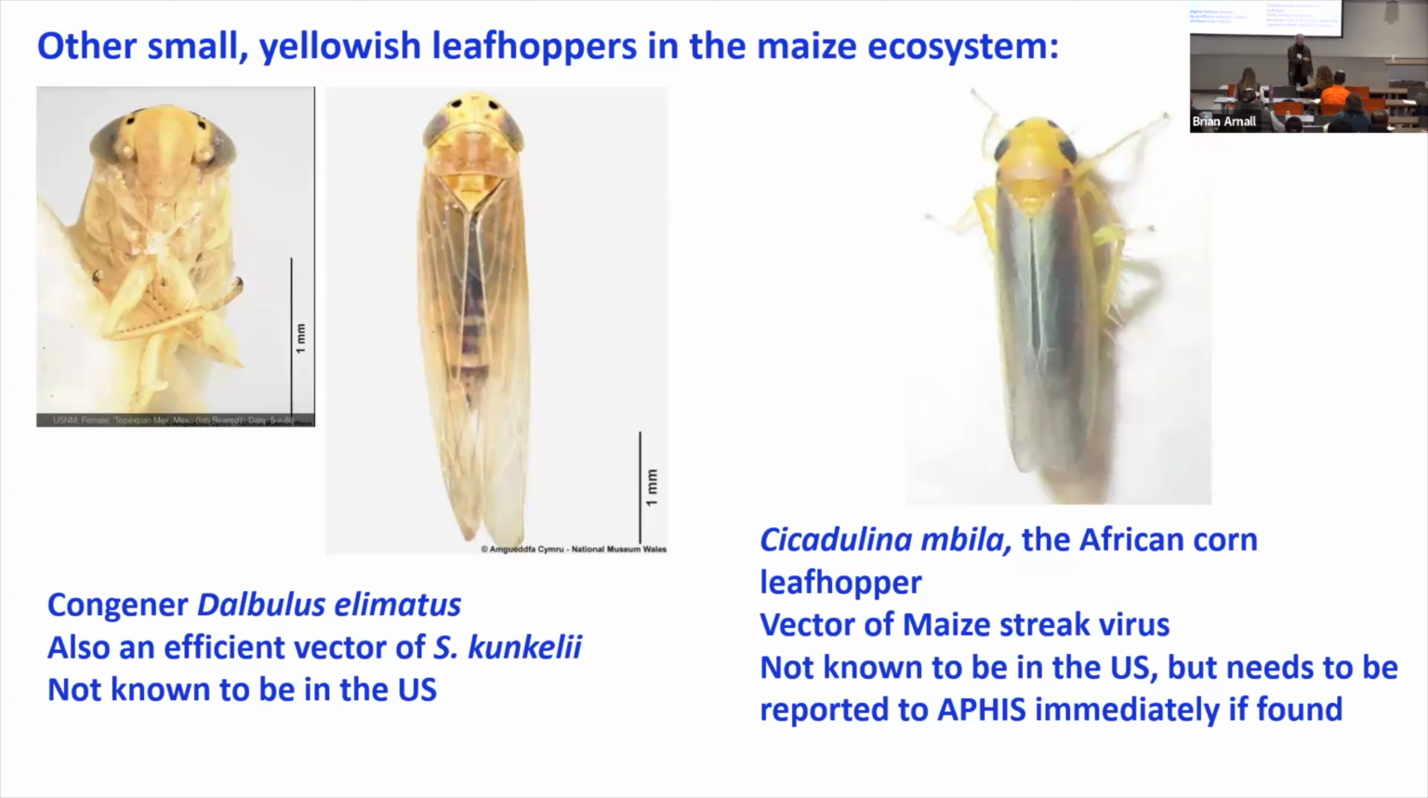The other leafhopper I want to draw your attention to is Cicadulina mbila, the African corn leafhopper. We do not yet have this in the United States, and I hope we never do. It's in Africa and parts of Asia. It's a very bad leafhopper. If you think you see it, please call USDA APHIS right away. Okay, we don't want it because it transmits maize streak virus, a devastating maize virus. We do not want it in the United States.